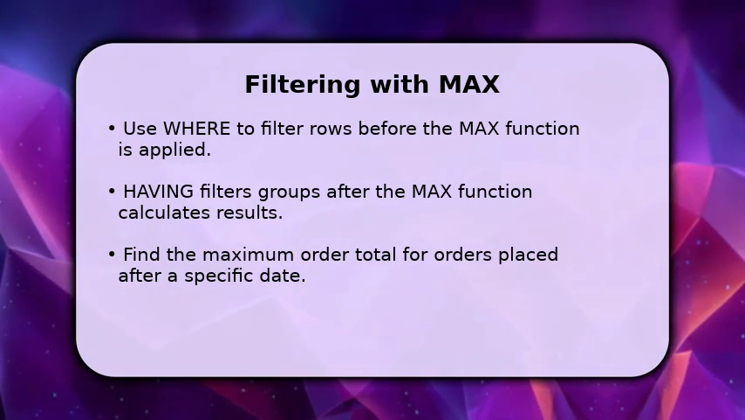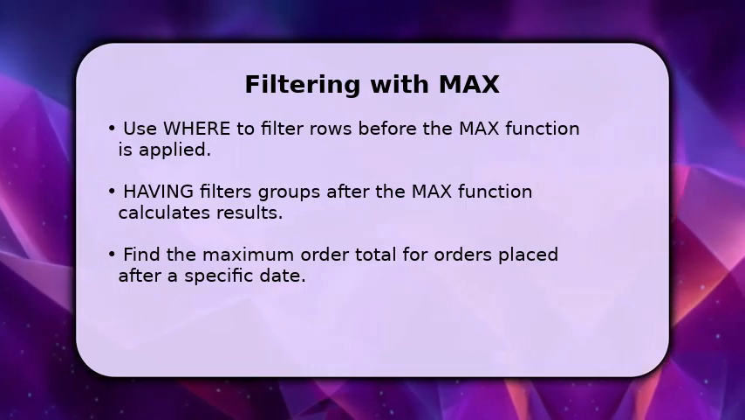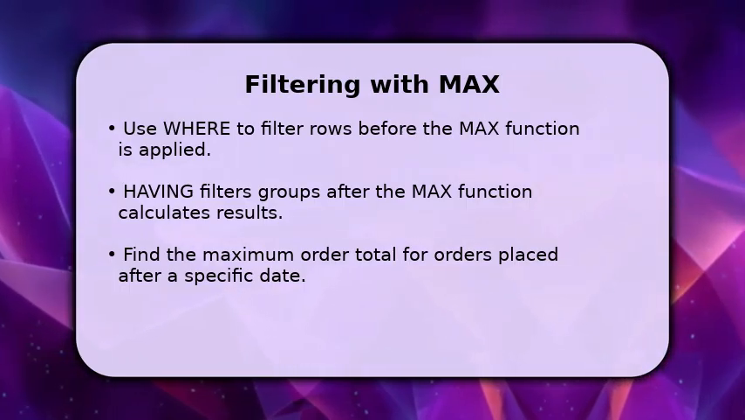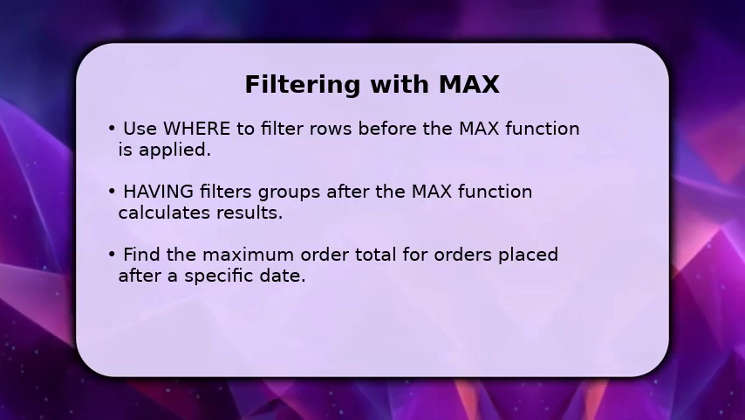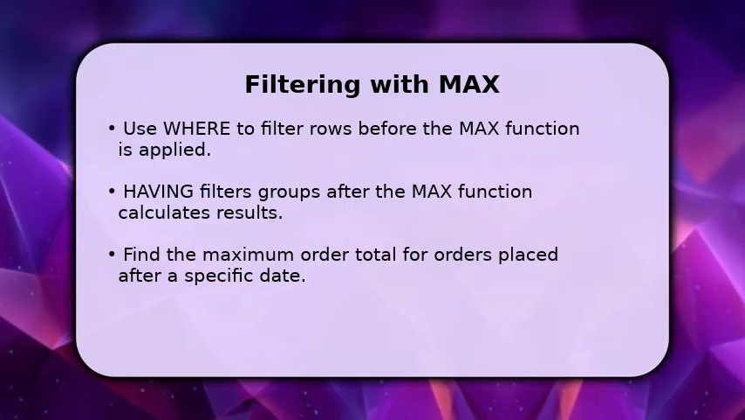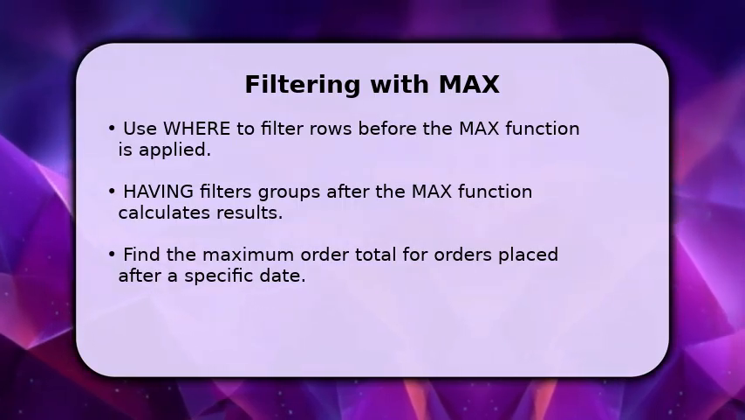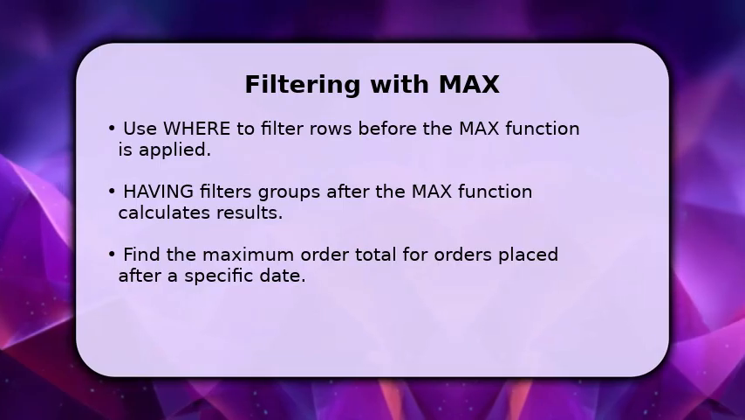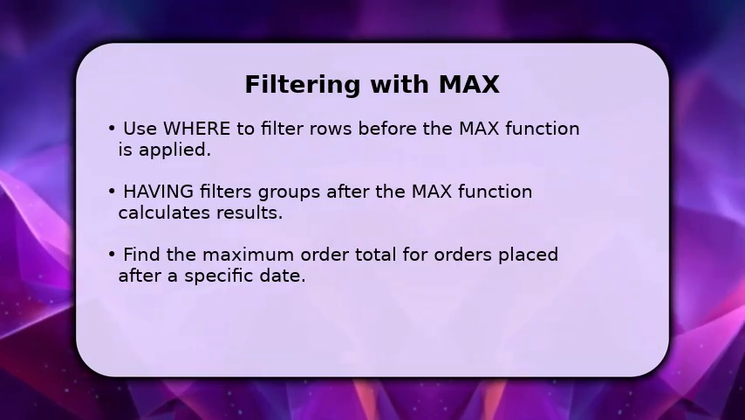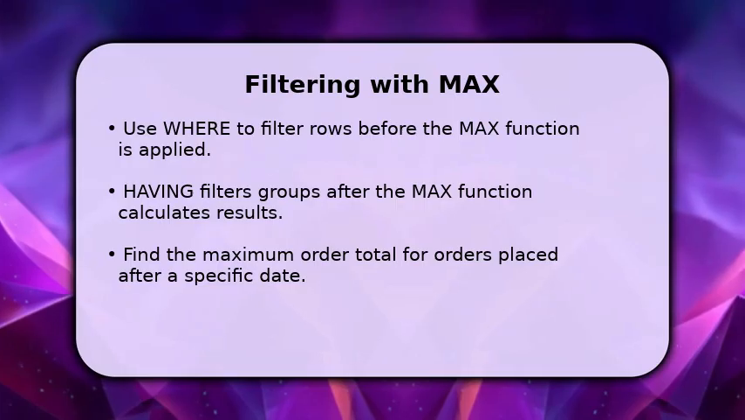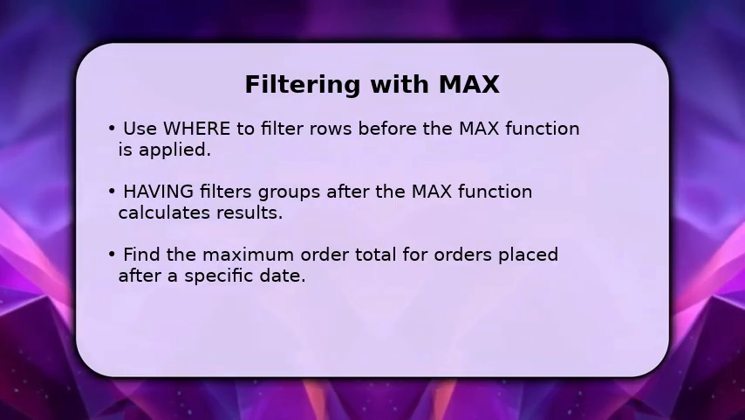In contrast, HAVING filters groups of data after MAX has calculated its results. This allows you to specify conditions on the aggregated maximum values themselves, like only showing departments where the maximum salary exceeds $100,000.